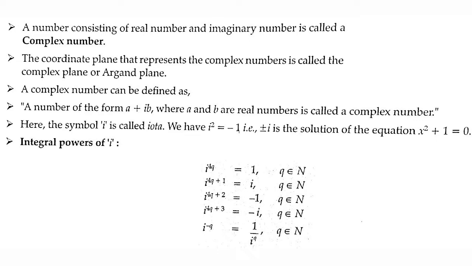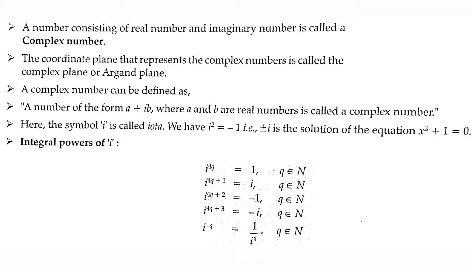What is iota? We have i square is equal to -1. That means i is equal to square root of -1. The square root of -1 is what? Plus minus i is the solution of the equation x square plus 1 is equal to 0.